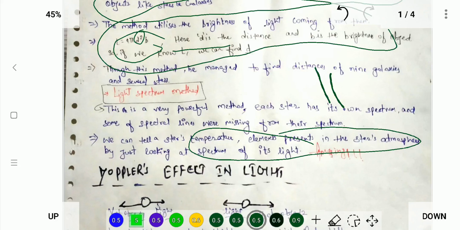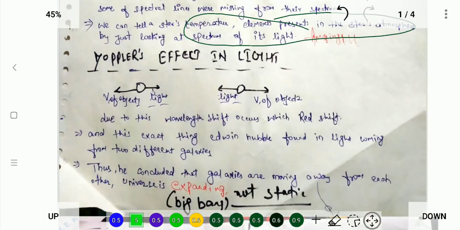So what we learn is that we find the distance of objects like stars and galaxies by measuring the brightness of light according to this formula, L equal to 4 pi d square b, where b is brightness, L is luminosity, and d is the distance. So this is how we measure them. Now let's move forward.